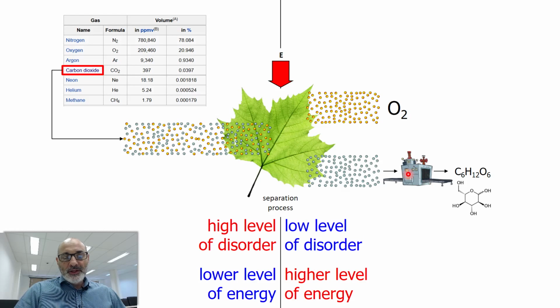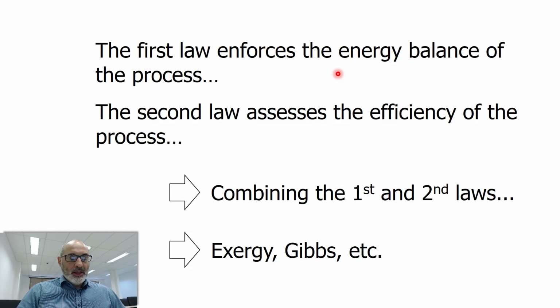But all the energy necessary for separation and building these more complex molecules actually comes from the sun, okay? So what laws, what tools do we have to analyze this? We know the first law of thermodynamics enforces the energy balance of the process, okay? In the absence of a nuclear reaction, there is no mass being created or destroyed, so energy is going to balance. There's no creation of energy, which is related to destruction of mass. So this is the first law.